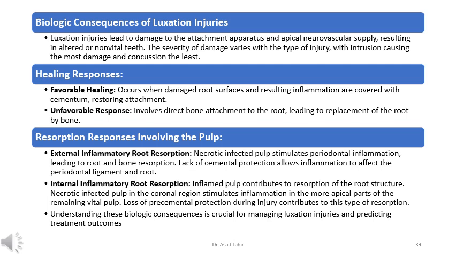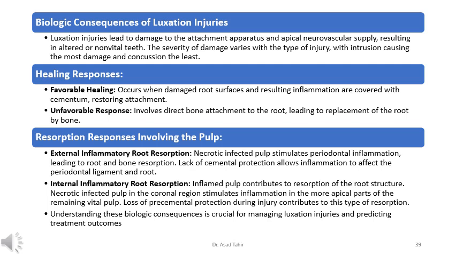Biologic consequences of luxation injuries. Luxation injuries lead to damage to the attachment apparatus and apical neurovascular supply, resulting in altered or non-vital teeth. The severity of damage varies with the type of injury, with intrusion causing the most damage and concussion the least. Responses. Favorable healing occurs when damaged root surfaces and resulting inflammation are covered with cementum, restoring attachment. Unfavorable response involves direct bone attachment to the root, leading to replacement of the root by bone.